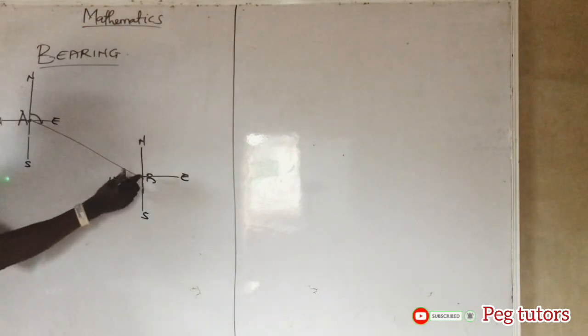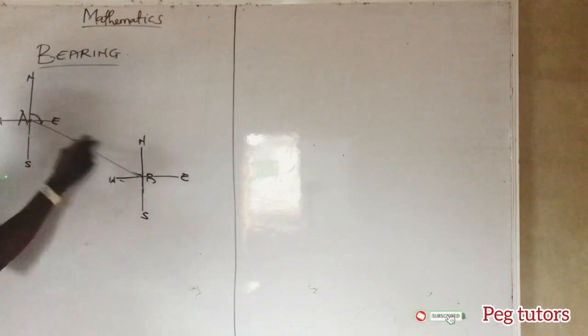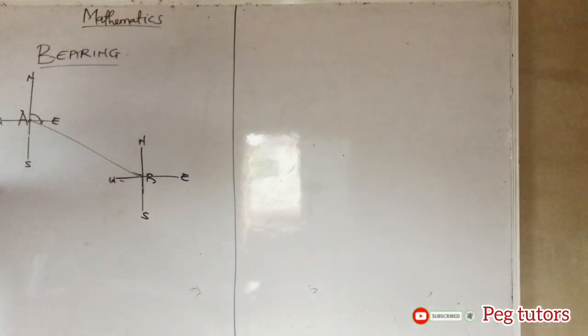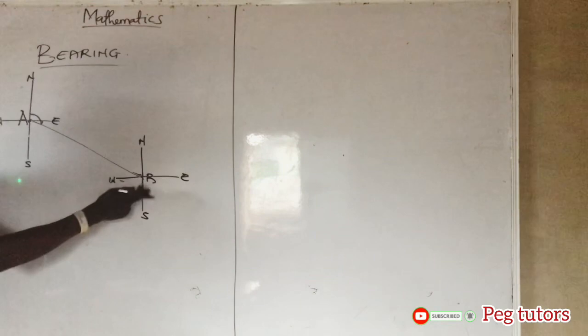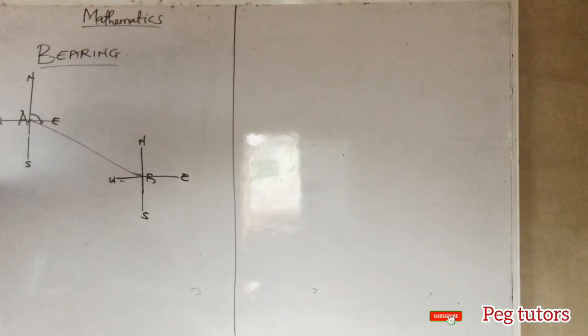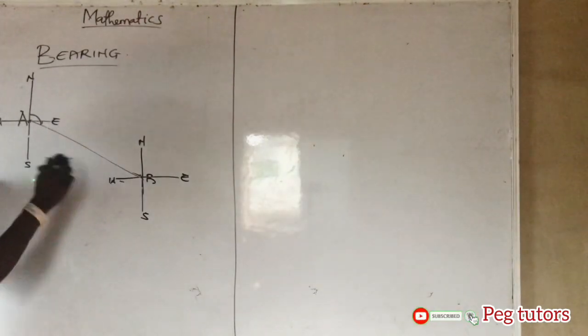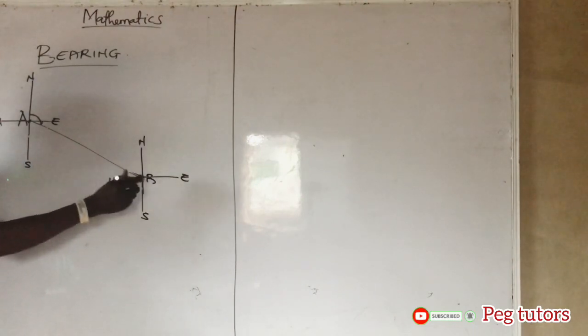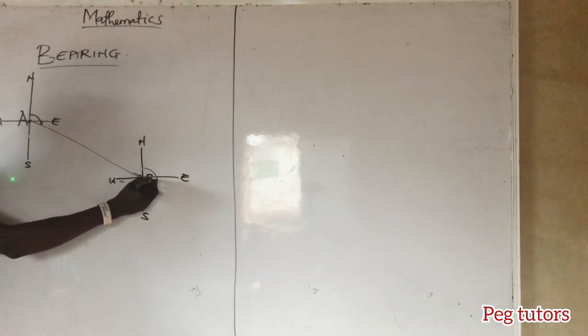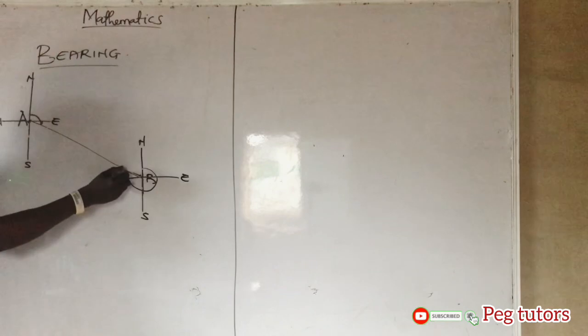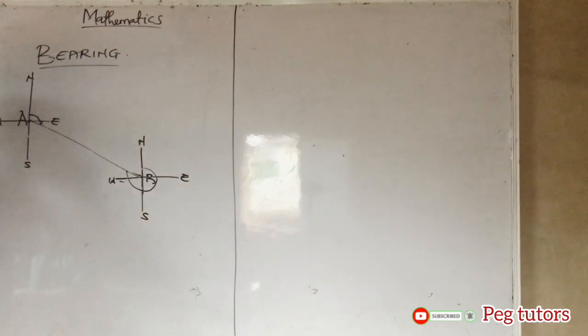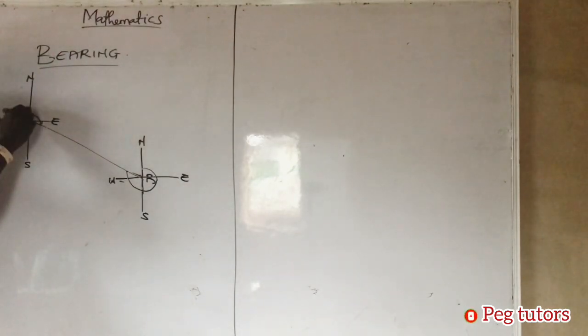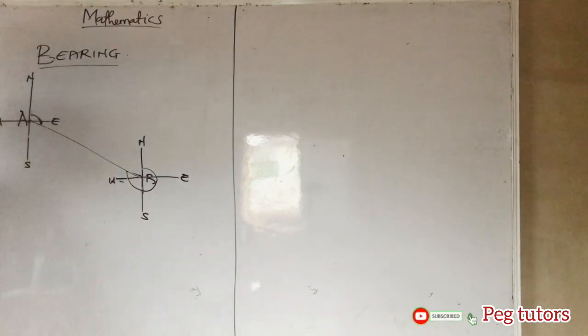Now, what if I want to find the bearing of A from point B? What would you estimate the bearing of A from point B to be? So the bearing of A from B is from north down to where this line is, while the bearing of B from A is from north down to this line.